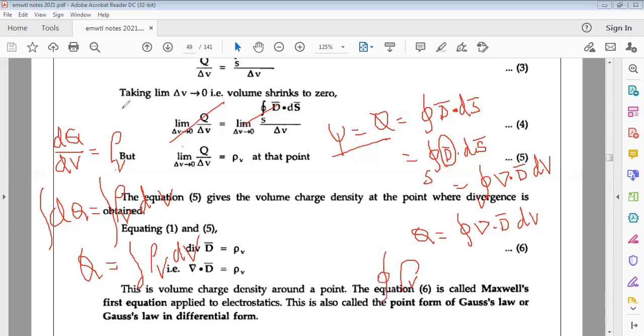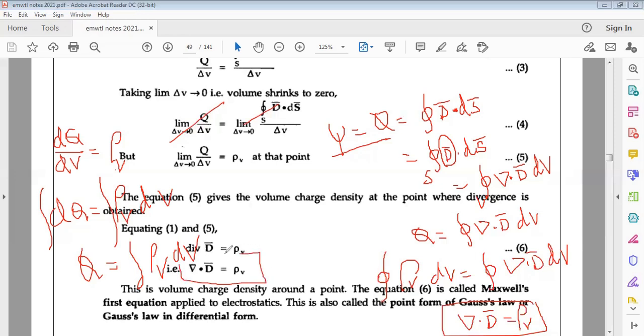Rho v into dV is equal to the integral of del dot D bar into dV. Now, on both sides, we have the volume integral. Remove that volume integral, and we have only del dot D bar is equal to rho v. Del dot D bar is equal to rho v. This is the first Maxwell's equation.